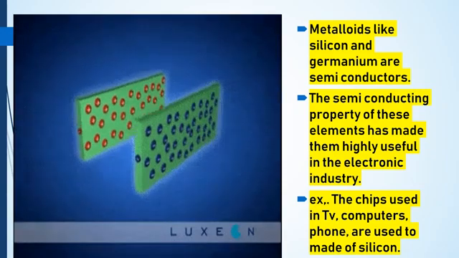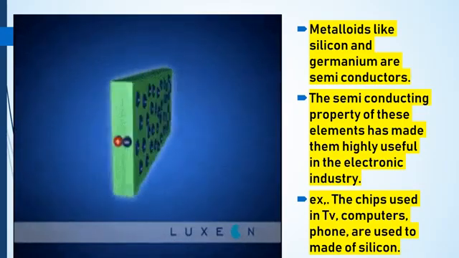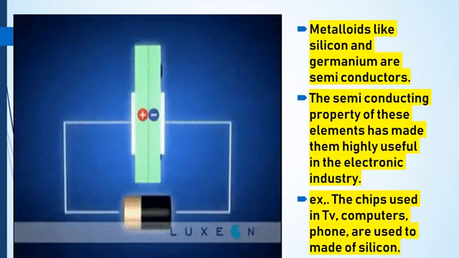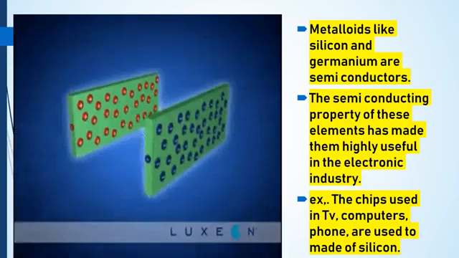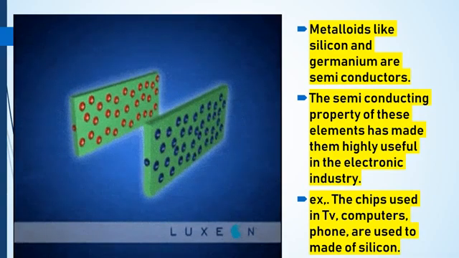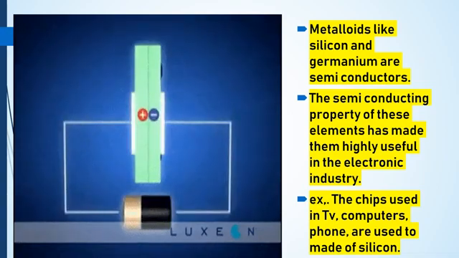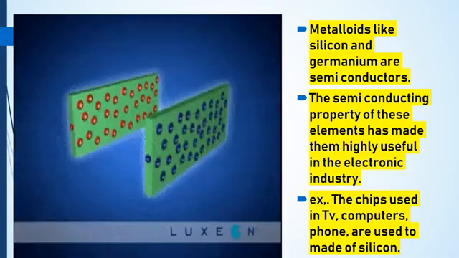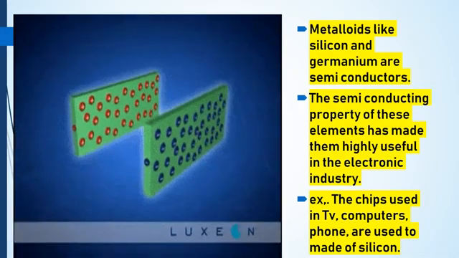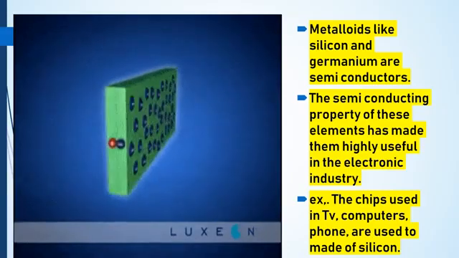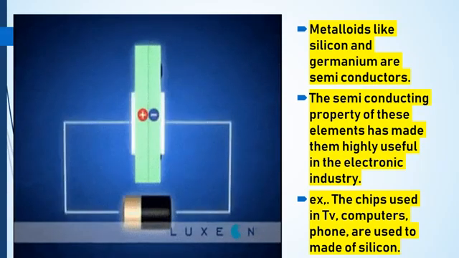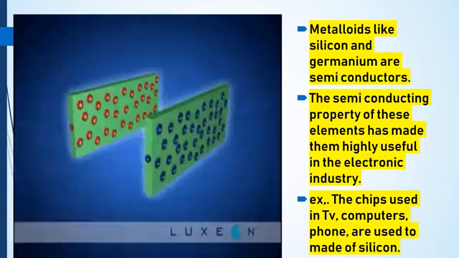So the electronic industries use silicon and germanium to generate electricity for their industry work. For example, the chips used in the TV. In the TV we have small chips, and computers and phones are also made of silicon. Yes, so the electronic devices, the chips and all, are made with silicon.